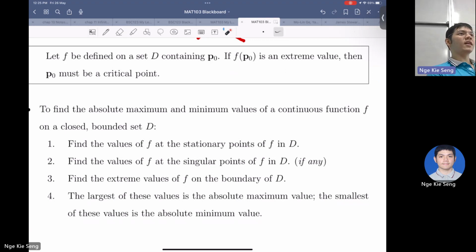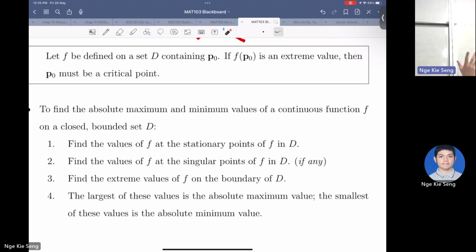We didn't say that once you find a critical point, it must be an extreme value point. This is not the case. We find critical points first, and then we determine whether each is an extreme value point. So we shrink down the possibilities: instead of checking every point, we just check the critical points. That's enough. So the strategy is to find the absolute maximum and minimum values of a continuous function f on a closed and bounded set.